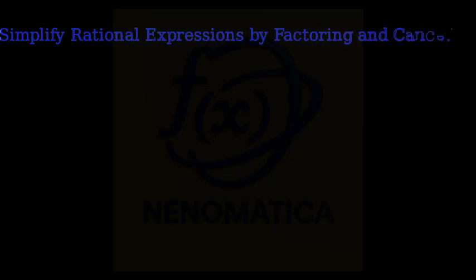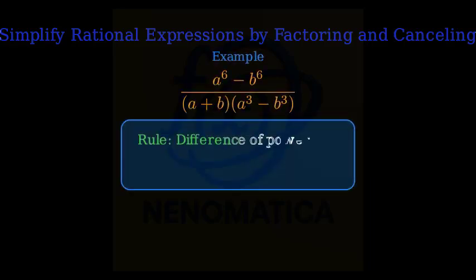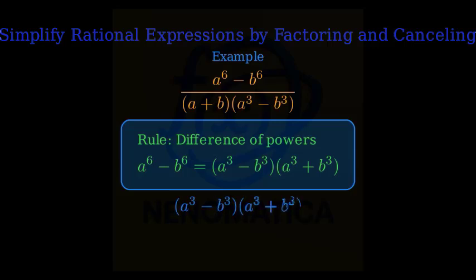Welcome! In this lesson, we'll simplify 3 rational expressions step by step using factoring. Pause anytime and try to predict the next step. Example: our first problem is the fraction (a^6 - b^6) over (a + b) times (a^3 - b^3).